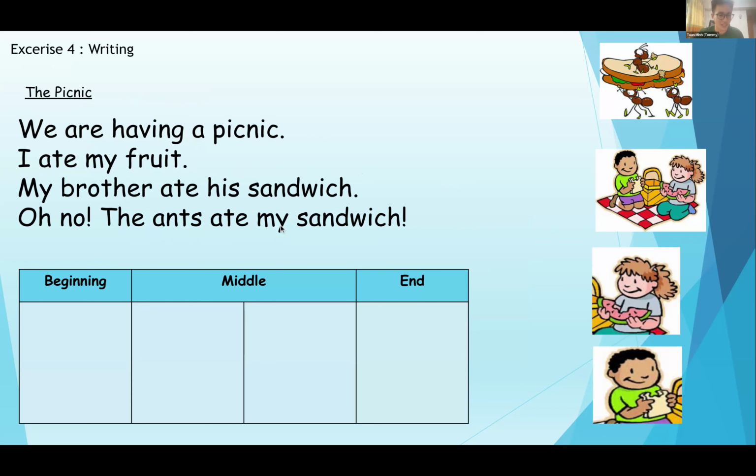Now, can anybody help me to read the whole story? Just these 4 sentences, very short story. Can anybody volunteer to help me read out this story? Anyone?